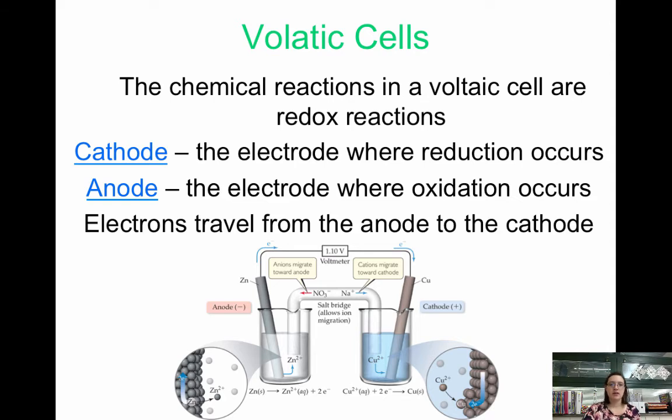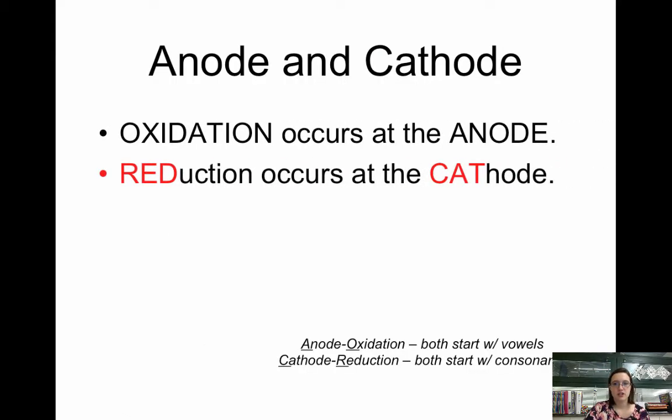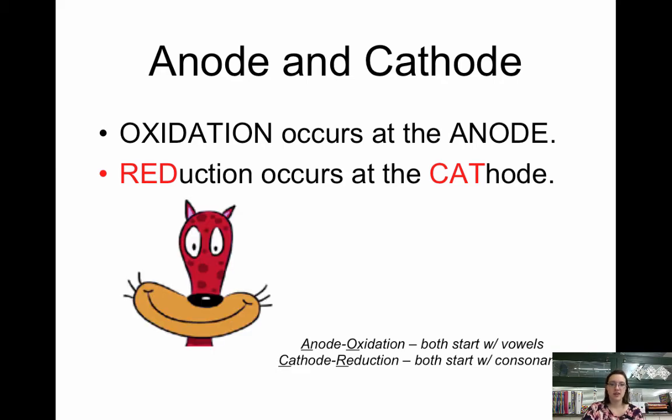And then always remember that electrons travel from the anode to the cathode. Think about alphabetical order, from A to C. So electrons travel, that's right here, from the anode to the cathode. So to remember anode and cathode: oxidation occurs at the anode, reduction occurs at the cathode. So you can remember red cat, right? Red cat, reduction at the cathode. Or if you're someone that just wants to remember it using vowels, A and O, anode oxidation, both start with vowels. C and R, both start with consonants. But you have to remember what occurs where. Okay, so again, remember the red cat.